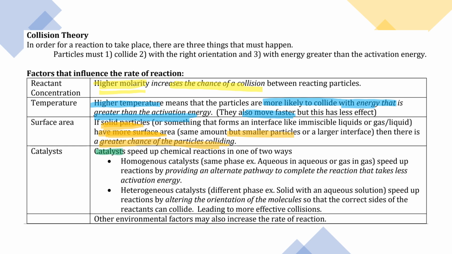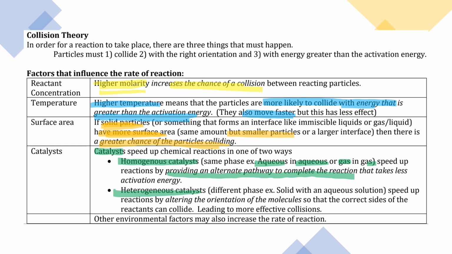A catalyst is something that is used to speed up a reaction. There are two different types: homogeneous and heterogeneous. A homogeneous catalyst is one where they're in the same phase, for example something aqueous placed in aqueous, or a gas placed in a gas. It speeds up reactions by providing an alternate pathway to complete the reaction, therefore there's less activation energy.